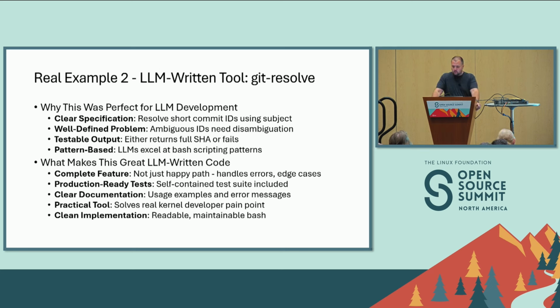So if you look at the scripts directory in your kernel repo, you will find the git resolve tool, which was also written by LLM fairly quickly as a response to the need to have a tool like that. If you look inside the script, you will also notice there is a fairly comprehensive test suite, which is fairly unique for stuff under the scripts directory.